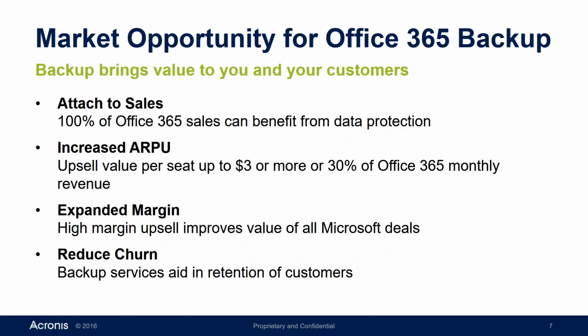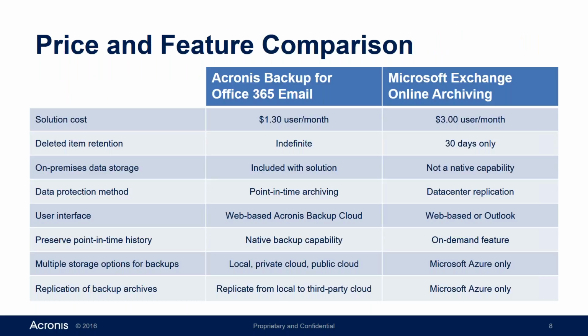Okay, now we'll discuss the claim that comes up whenever we talk about Acronis and how we can back up Office 365. People generally ask, why do we need that when Microsoft Exchange already does online archiving? The difference is on your screen. On cost, Acronis is only $1.3 per month per user. With Microsoft Exchange online archiving, it's $3. Deleted item retention is indefinite with Acronis. Here, you can only keep the data for 30 days.